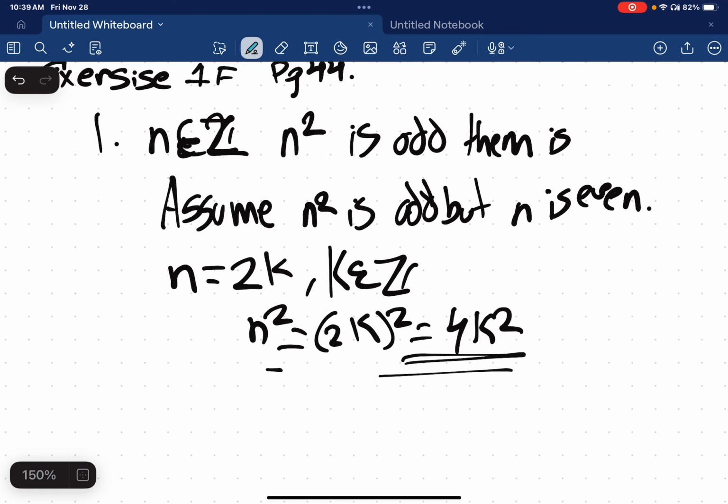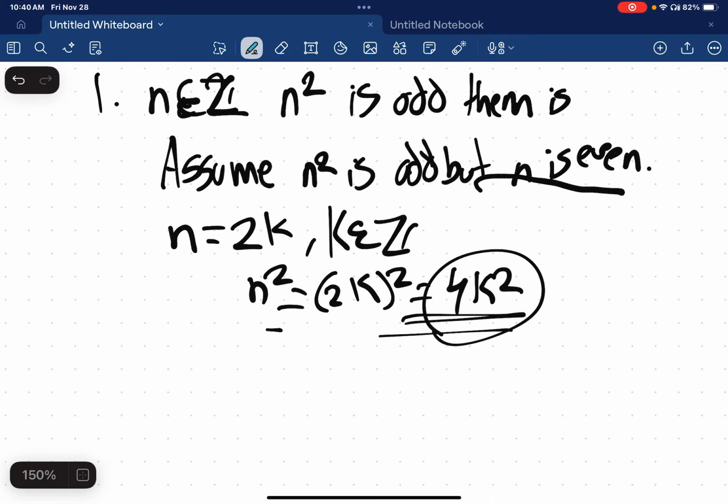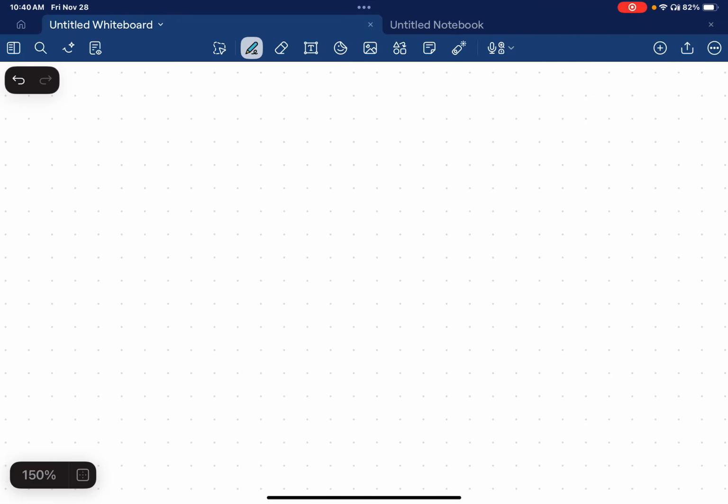We said the assumption was that n squared is odd. So the claim was saying that if n squared is odd, then n is going to be odd. But in our assumption, we said that if n squared is odd, then n is even. And clearly shown here, if we square an n which is even, then we get an even number, not an odd number. That is Q.E.D.